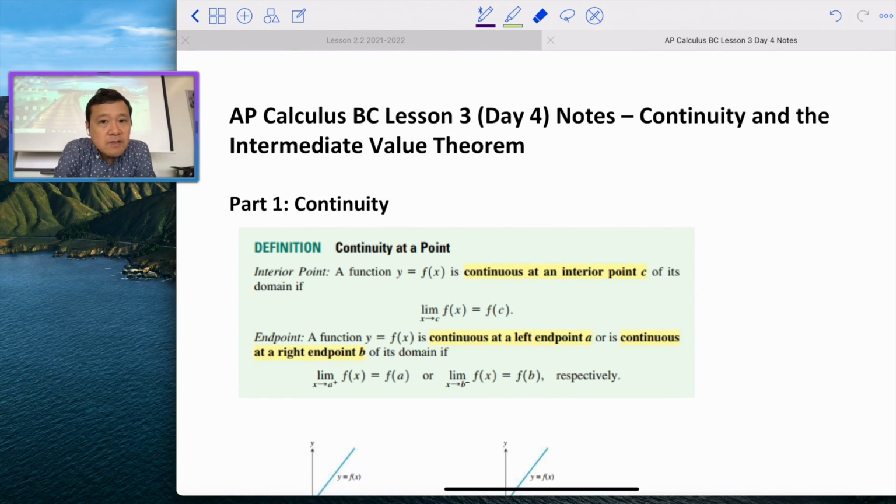This is called lesson 3. I'll title it as lesson 3 or the day 4 lesson. This lesson is titled the continuity and the intermediate value theorem.